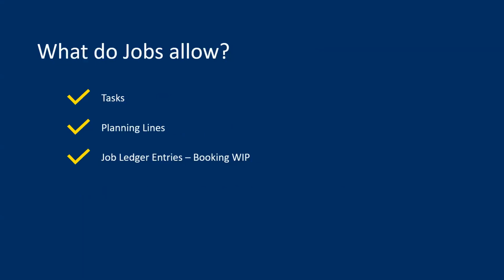So what do jobs allow? They do allow tasks, planning lines, and job ledger entries, which books part of the WIP. So it allows all of these different things, which in turn lets ExpandIT or the person who is scheduling utilize the information for long-term projects.